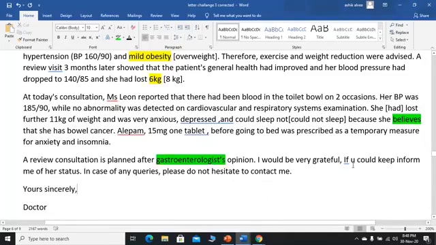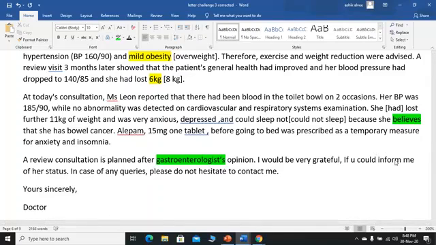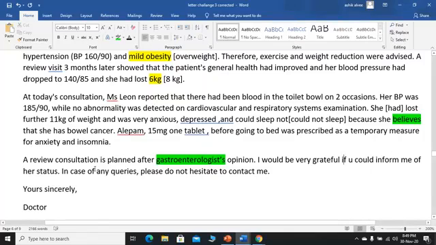I would be very grateful if you could inform me, keep me informed. Okay, not keep inform me of our status. This is grammatically mistaken. So if you could inform me of our status, and also the comma should not be given here, and the if should be in small i. If in case of inquiries, please do not hesitate to contact me.